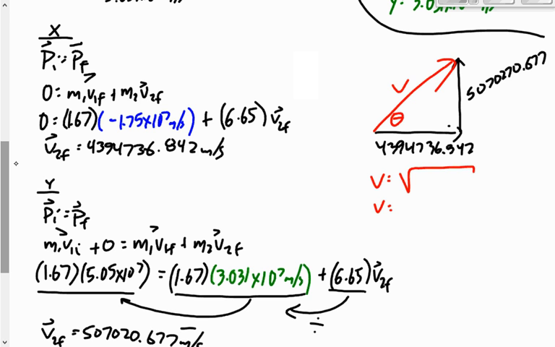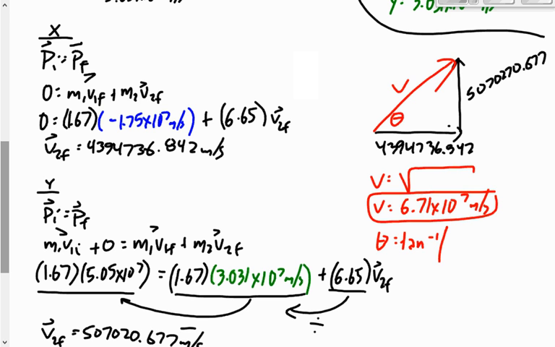If there was a negative in there because it was left or down, we would drop the negative when we put it into the Pythagorean theorem. We don't have to worry about that in this one. We do that, we get 6.71 times 10 to the 7 meters per second. And theta is the inverse tan of opposite over adjacent. That gives us a value of 49.1 degrees, and this would be north of east.